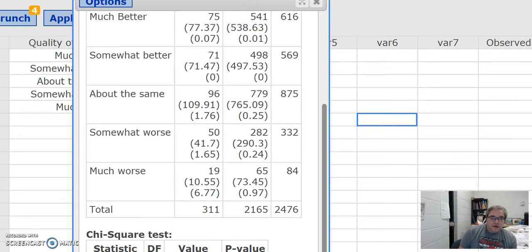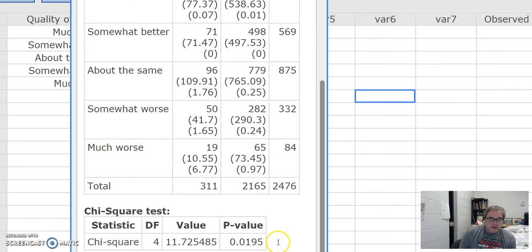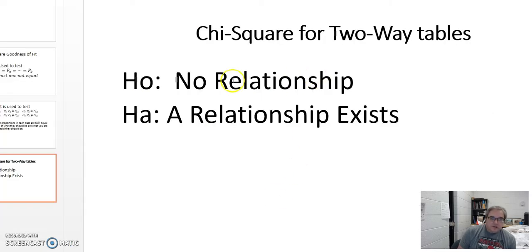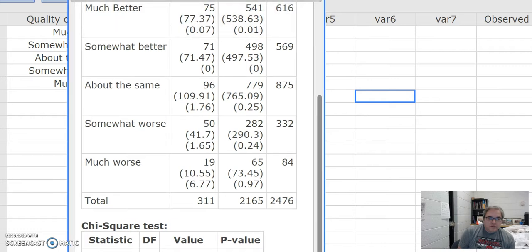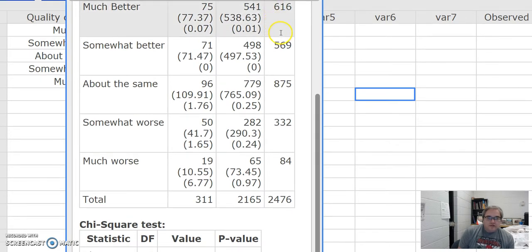And I'm going to look at my p-value. There's my p-value, about 0.0195, so at an alpha of 5%, we're definitely going to reject. When I reject, I'm rejecting the null. That's saying there's a relationship or a dependency between those rows and those columns. So when I go back in here, the next thing you have to do with a chi-square is try to determine where these changes or dependencies are.